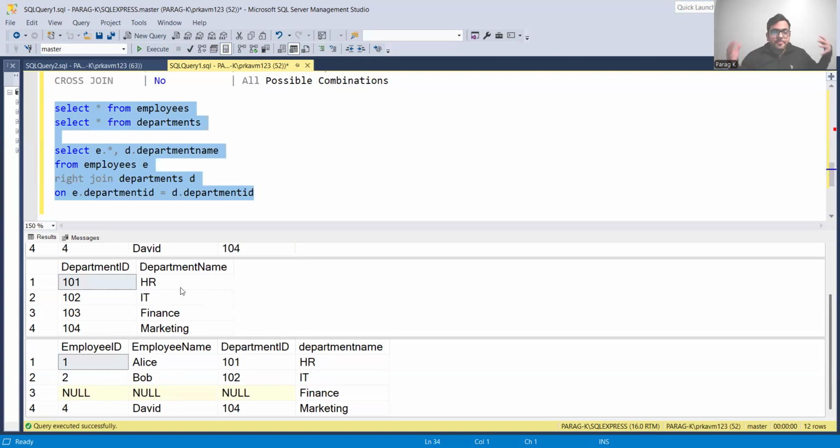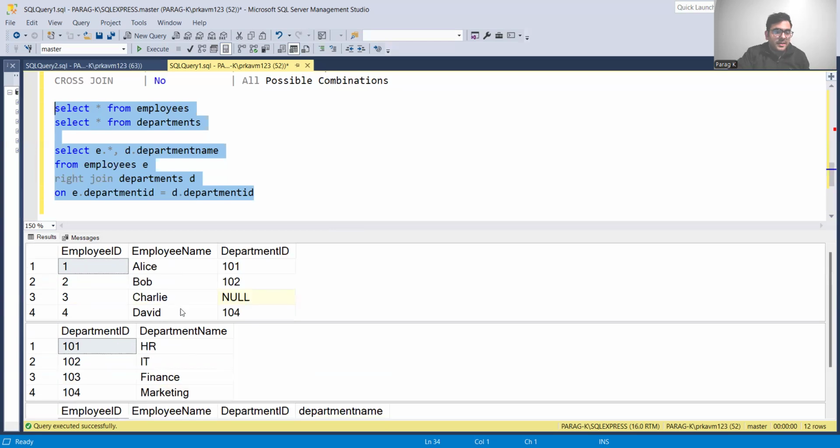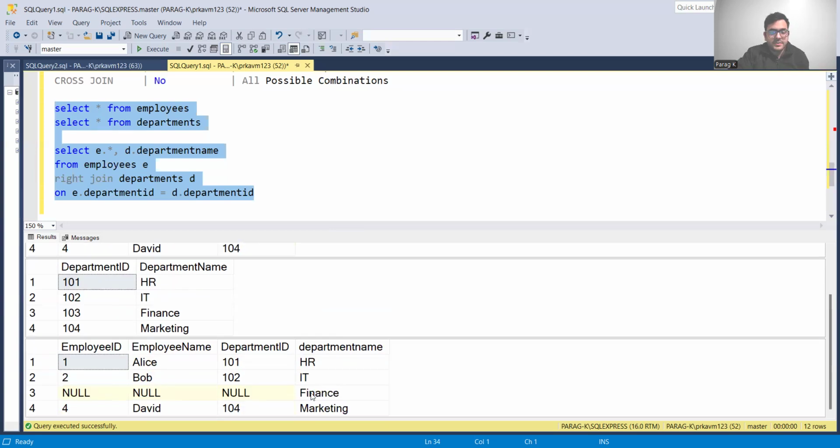Now that's pretty understandable, I hope you understand. Employee ID, employee name, and department ID are all null because there's nothing like that for this one, so that's the reason we don't have anything. And we only have all the matching ones from employees.